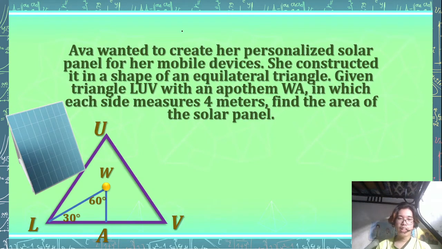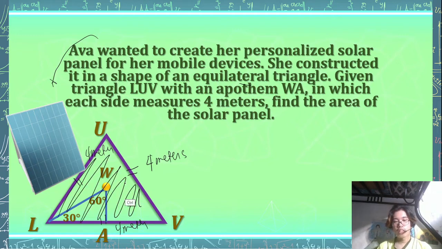Okay, for this one, Eva wanted to create her personalized solar panel for her mobile devices. She constructed it in the shape of an equilateral triangle given here. Given the triangle LUV with an apothem of WA in which each side measures 4 meters, according to this problem, all of the sides of the triangle are equal to 4 meters and it's an equilateral triangle, so it makes sense. Therefore, we need to find the area of the solar panel. So what's the area of this given figure?